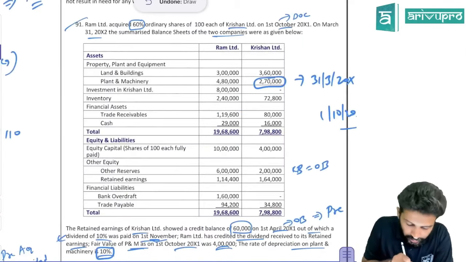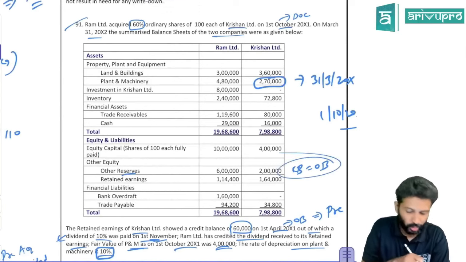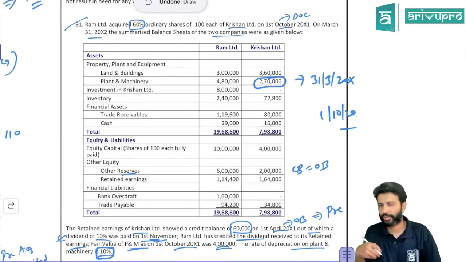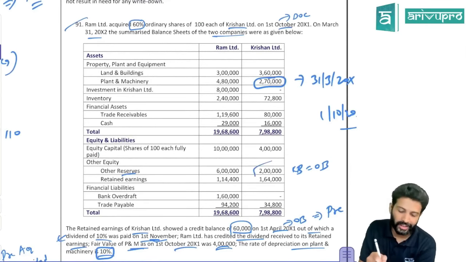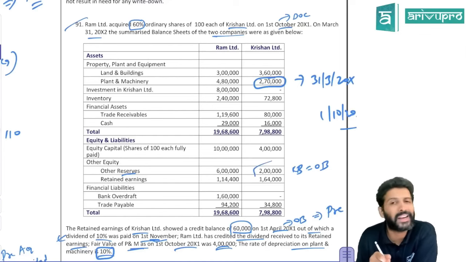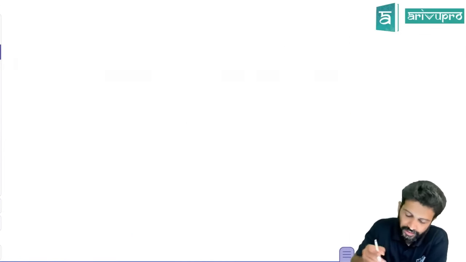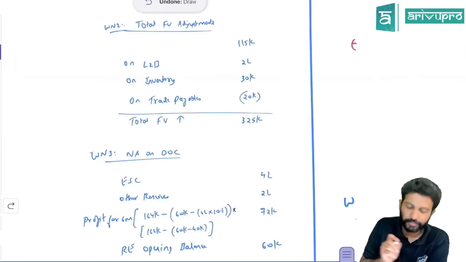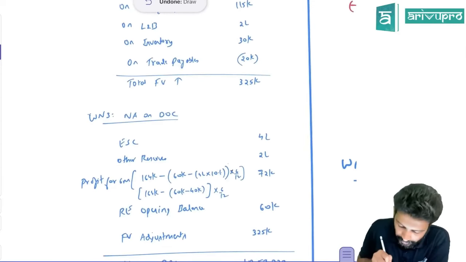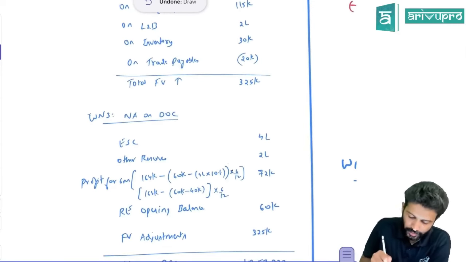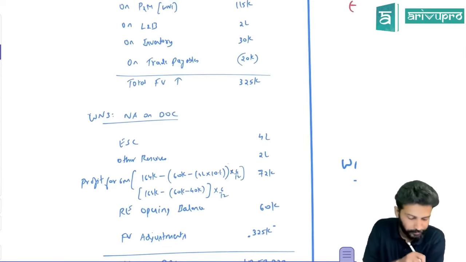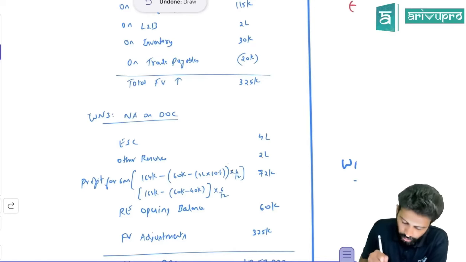So share capital is 4 lakh. Then what's next? Other reserves. For other reserves, they said opening balance and closing balance are the same. They said it in the notes. That means this 2 lakh was already existing before the parent got control. So this is again pre-acquisition profit. All right. What about fair value adjustment? That also you need to increase, which we have already considered over here. So this is also done.